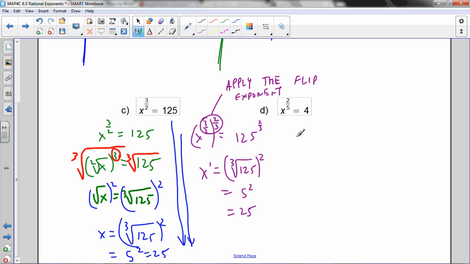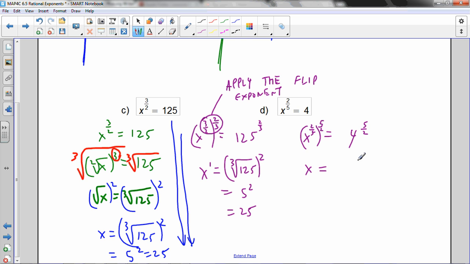So let's think of this one. Here I've got x to the exponent 2/5, and I've got 4. Well, what exponent will get rid of the 2/5? Well, the flip exponent is 5/2. So I'm going to do that to both sides. Those will cancel out, and I'm left with x to the exponent 1.